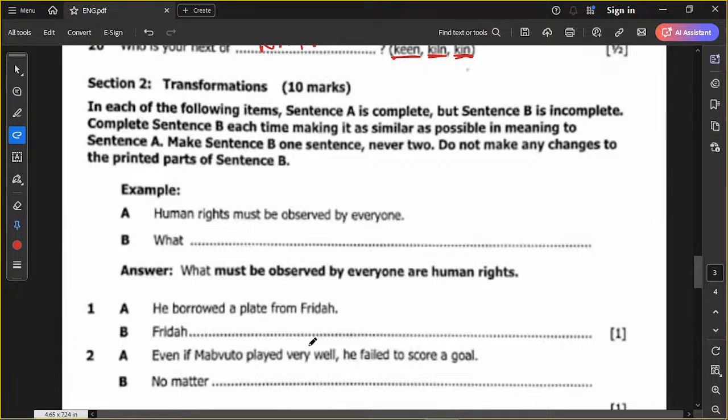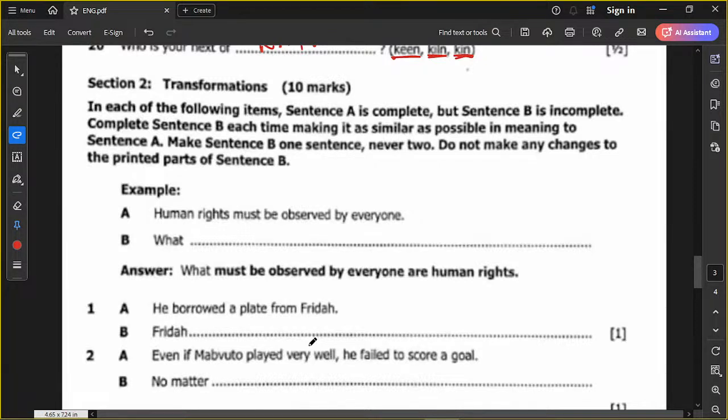For example, A: Human rights must be observed by everyone. B: What... So it will start like this. The answer is, what must be observed by everyone are human rights. Okay, so we come to question 1. Read for us question 1. Question 1A: He borrowed a plate from Frida. B: we start the sentence with Frida.